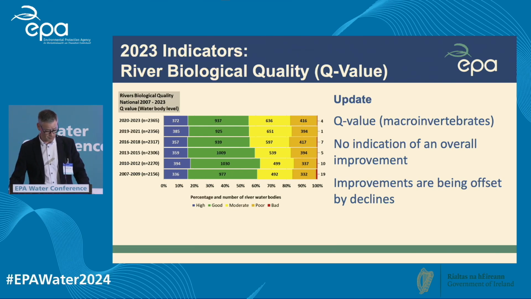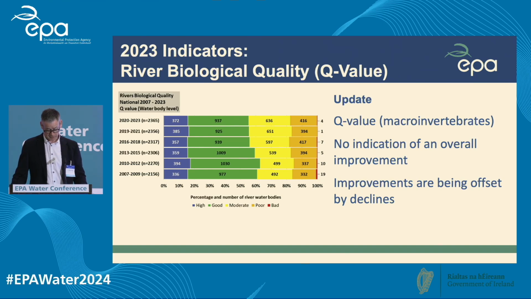One of the first ones up is river biological quality. Many of you in the room here will know this is the Q value. This is where we look at the macroinvertebrates in the river, so the insects really. They're a key indicator of the water quality, and we use them because they give a long-term indication of what the water quality is like.